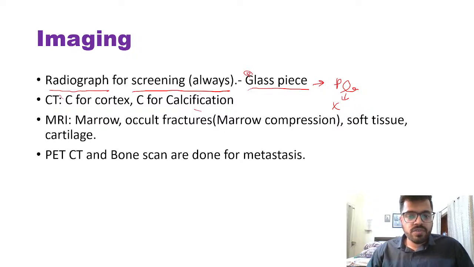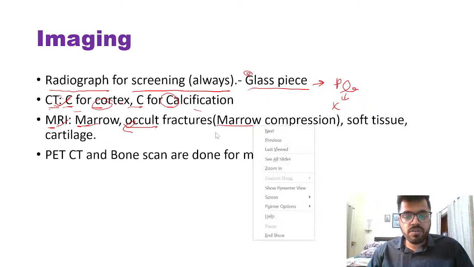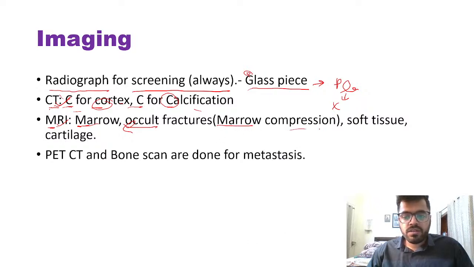In the next investigation, we come to CT scan. When do we do a CT scan? C for CT, C for cortex, and C for calcification. So whenever we have to see cortex or calcification, we go for CT scan, computed tomography. Then MRI, M is for MRI and M for marrow. So whenever we have to see marrow, we get an MRI done. For example, occult fractures, where there is marrow compression, which is appreciated on MRI. Of course, the soft tissue as well as the cartilage is appreciated on MRI. For metastasis, we go for PET-CT and bone scan.